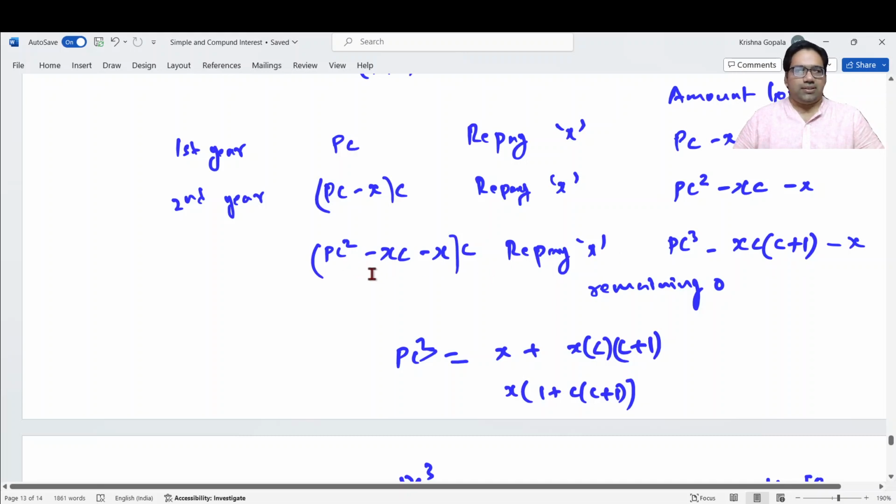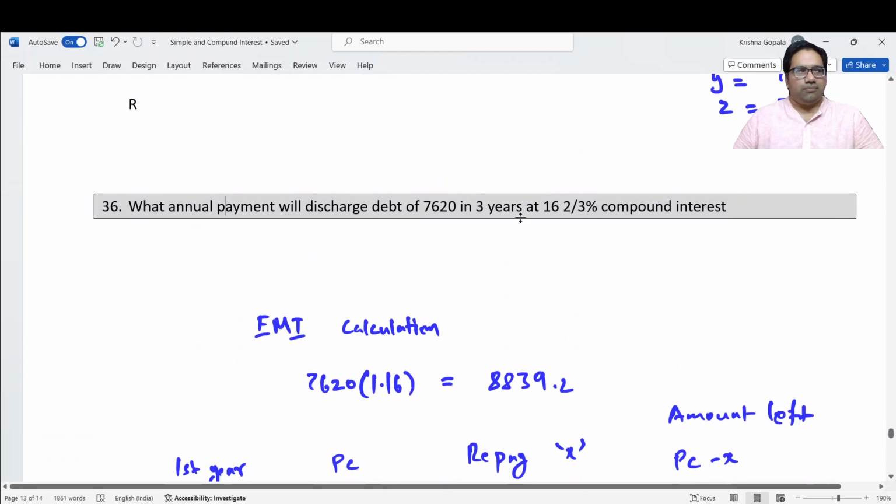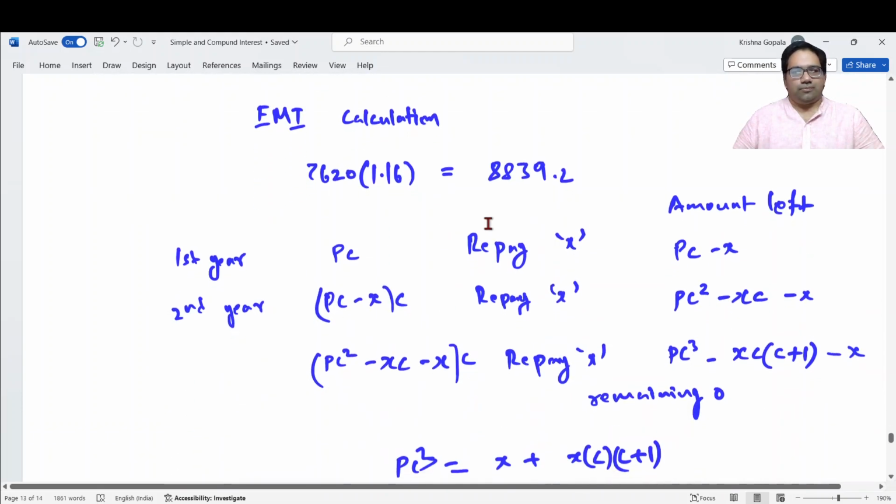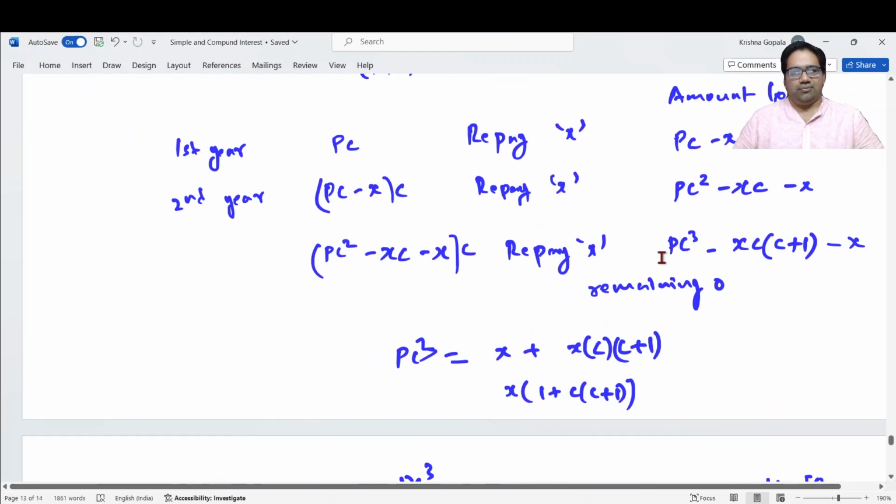Or PC cube minus X into C square plus C plus 1, which is X into C plus 1 into C, minus X. This becomes the amount at the end of third year. Now, in this problem, in 3 years, it will become 0. In 3 years, you should not be left with anything. This equation will be equal to 0. PC cube minus X into C square plus C plus 1 equal to 0.